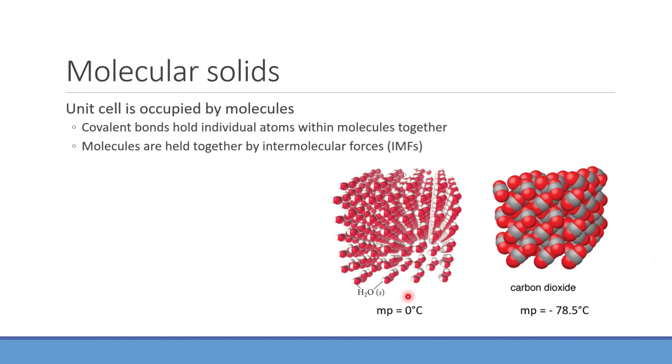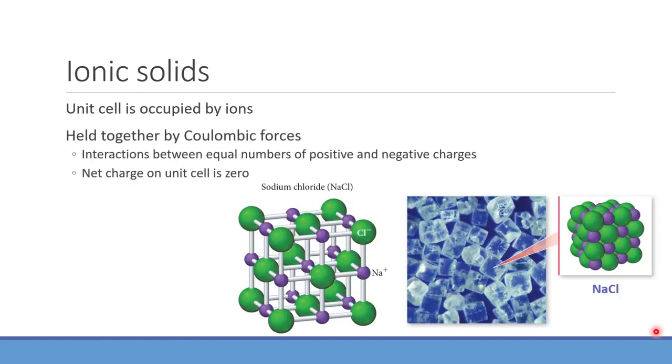Something else I'd like to point out here is the distance between water molecules and carbon dioxide molecules. So here we see a lot of empty space. This here is why ice is so much less dense than water. That large amount of space between the molecules allows the solid water to be more spread out and less dense than liquid water. Next, we will talk about ionic solids.